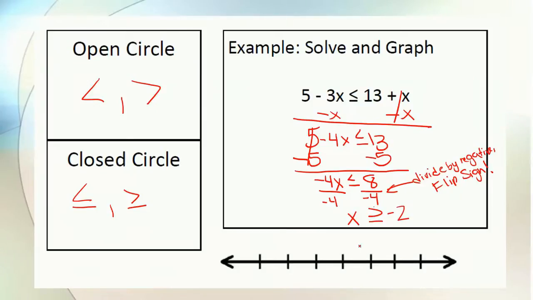Now, let's graph. I have negative 3, negative 2, negative 1. Place the circle there at negative 2. Figure out, is it going to stay open or is it going to go closed? It's equal to, right? So we're going to close that right here, closed circle. And then which way are we going to shade? Is x greater than or equal to negative 2? X is greater than, so this way.